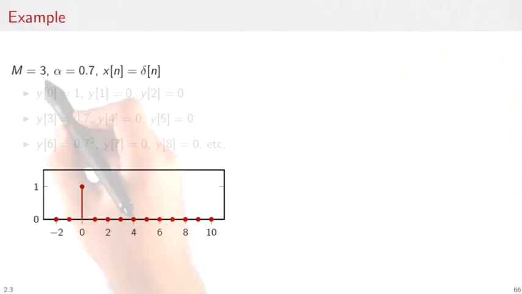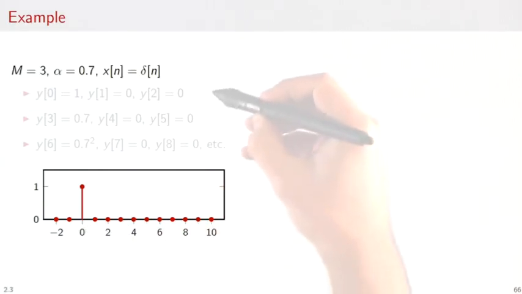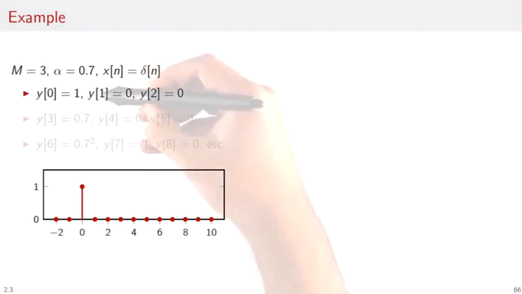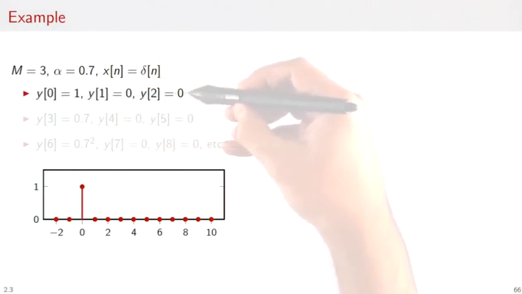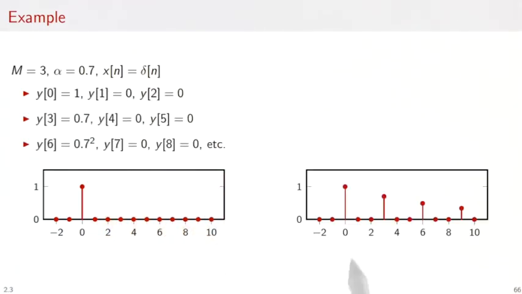Let's make an example. Let's take M equal to 3, alpha equal to 0.7, and as an input, our usual signal, which is equal to 1 at the origin, 0 everywhere else. We can calculate easily what's going to happen. For the first instant, y[0] is equal to 1, then it is 0 for 2 instants, then it's equal to 0.7, etc. If we plot this, we see something that looks almost periodic, namely of period 3, except that it decays slowly as a power of 0.7.